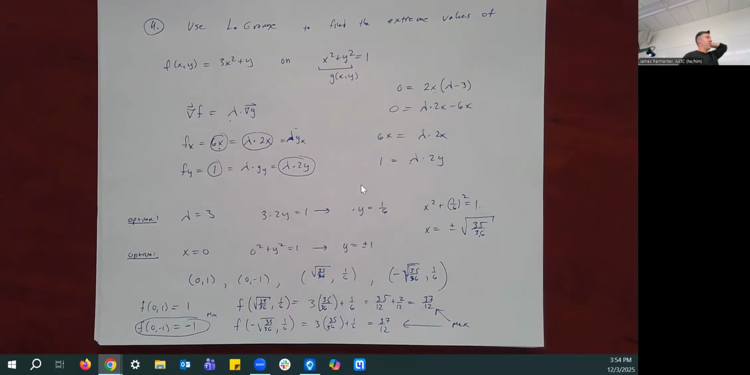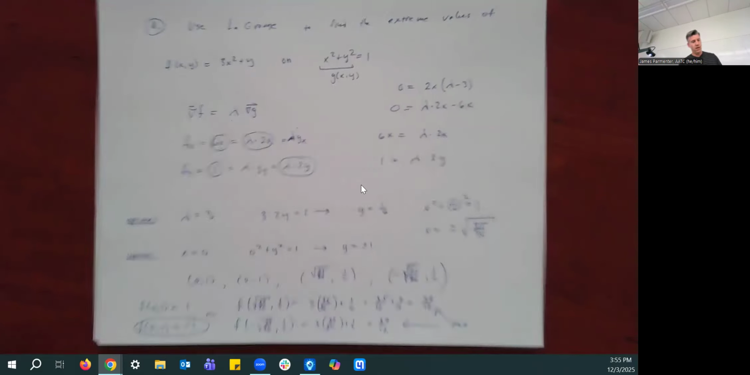It's kind of like how we maximized and minimized functions on a closed boundary. You found your critical points and then all your corners and side points. And once you have all your candidates, you plug them all into the original function to see what's the biggest and what's the smallest. Yeah. Cool. All right.